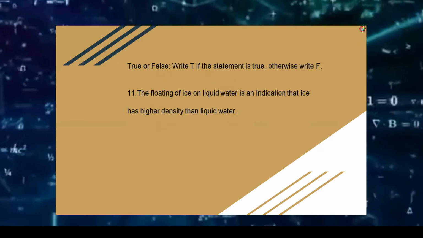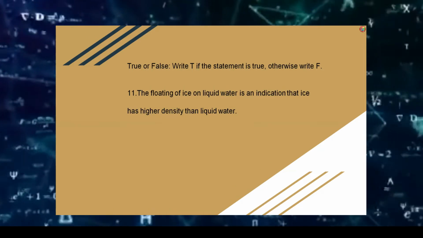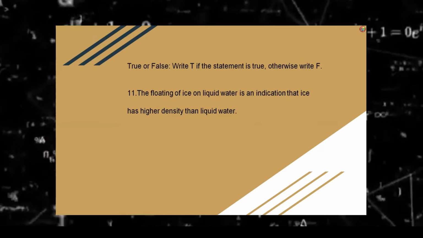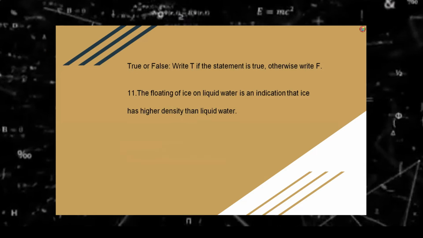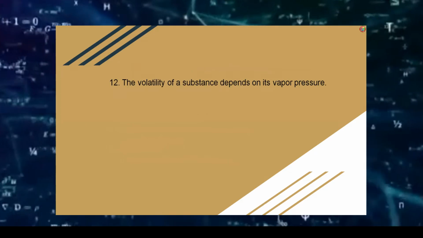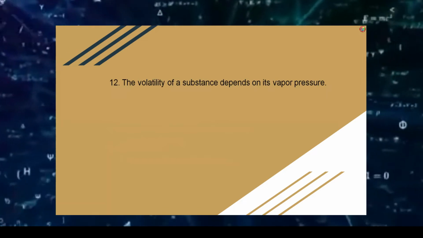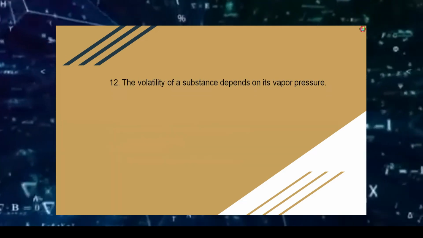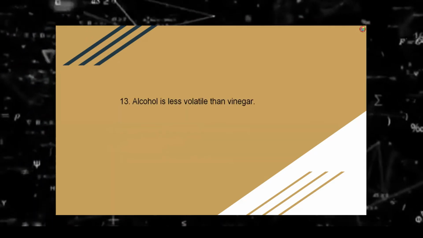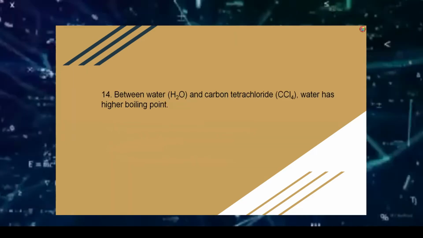For 11 to 15, true or false. Write T if the statement is true, otherwise write F. 11. The floating of ice on liquid water is an indication that ice has higher density than liquid water. The answer for 11 is F. 12. The volatility of a substance depends on its vapor pressure. The answer is T. 13. Alcohol is less volatile than vinegar. The answer is F.